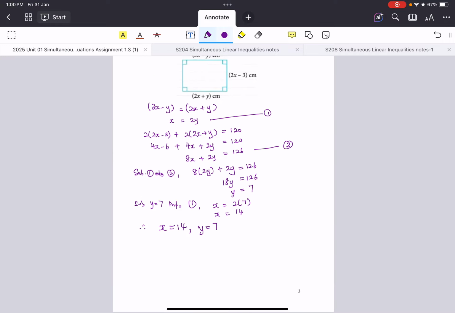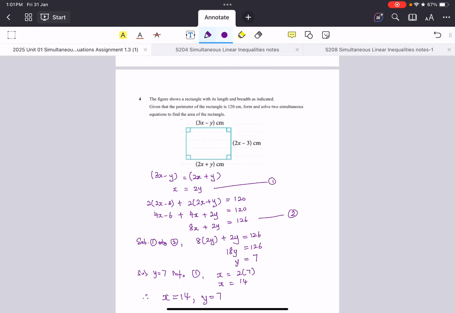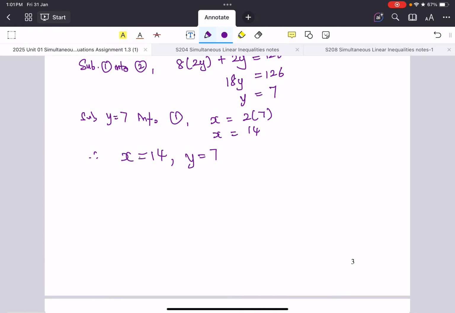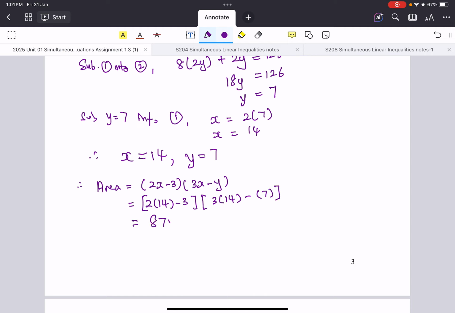After we do that, okay, we want to find the area of the rectangle. So what we do is area. Therefore, area is equals to the length times breadth. So the area is going to be 2x minus 3 times 3x minus y. So length times breadth, right? And then we substitute in. So 2 times 14 minus 3 multiply with 3 times 14 minus 7, and that will give us 875, and the unit is square centimeter.